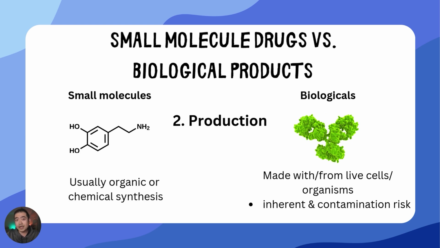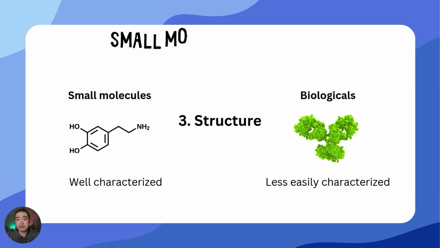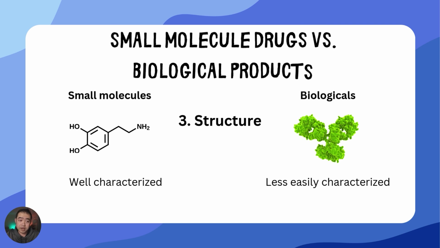Small molecules, I should say, are typically synthesized through synthetic or chemical processes, whereas biological products are produced using living cells or organisms. Because biologics rely on cell-based production, there is an inherent risk of contamination. Additionally, small molecule drugs generally require fewer critical manufacturing steps, while biologics involve many intricate steps to ensure consistency and safety.